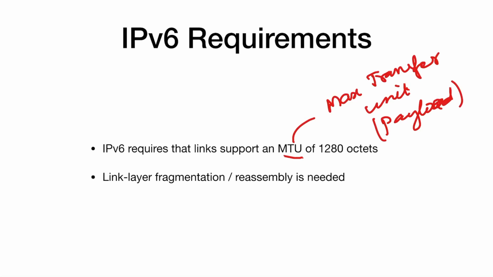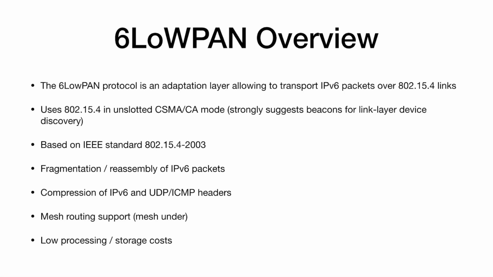So that's why we call it MTU, maximum transfer unit, which is 1280 octets. Link layer fragmentation and reassembly is needed. That means at the data link layer we have to have fragmentation and reassembly. Once it is fragmented, it has to be reassembled, and all the fragments have to be combined together. So we need both of these things in IP version 6.